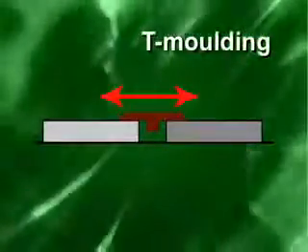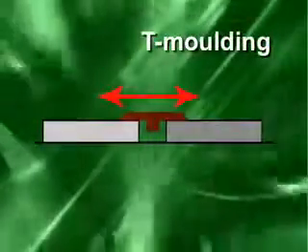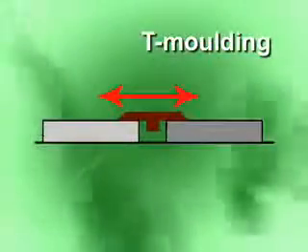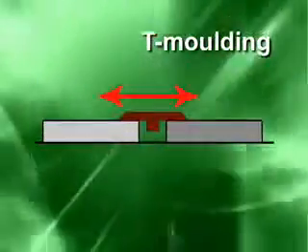Quarter rounds cover expansion gaps around the perimeters of the room. Always fasten to the wall and not to the floor. T-molding is used for transition between two rooms when floors are the same level, and also used in large rooms to help maintain stability of the floor and doorways.